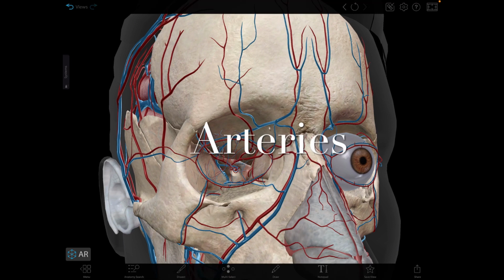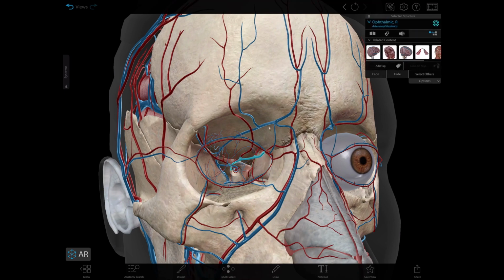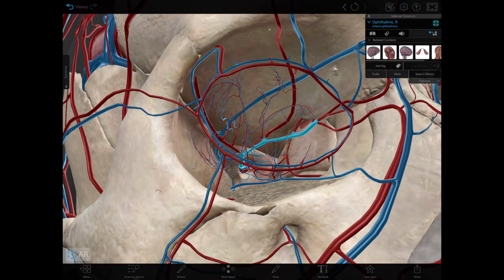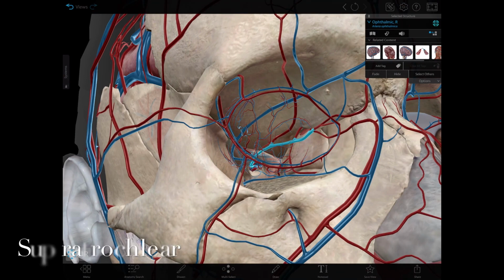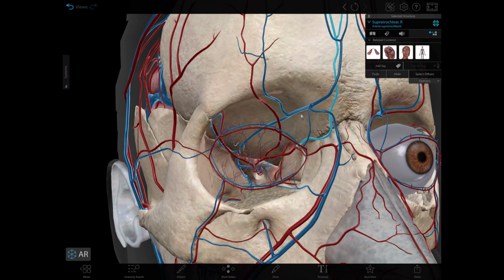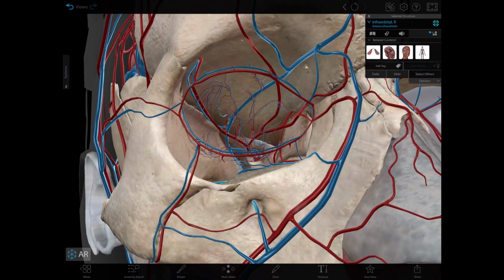Now let's talk about the arteries of the orbit. The main blood supply is going to be provided by the ophthalmic artery. This is a branch of the internal carotid artery, which is that portion right there. And this branch enters the orbit via the optic canal, and it ends by dividing into supratrochlear and dorsal nasal arteries. There's also another artery over here called the infraorbital artery, which is a branch of the maxillary artery, and it supplies blood to the structures close to the orbital floor.